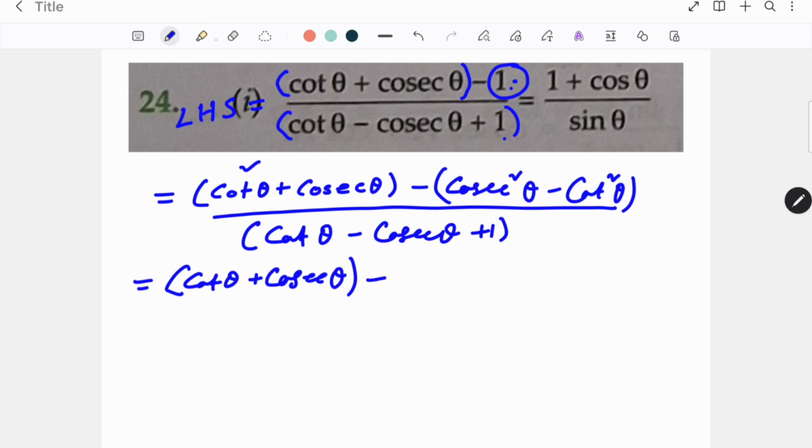This bracket part, cosec square theta minus cot square theta, we will split using the formula of a square minus b square, and we know the formula is a plus b into a minus b. So cosec square theta minus cot square theta will be split as cosec theta plus cot theta into cosec theta minus cot theta.